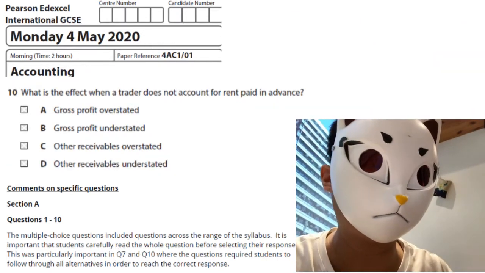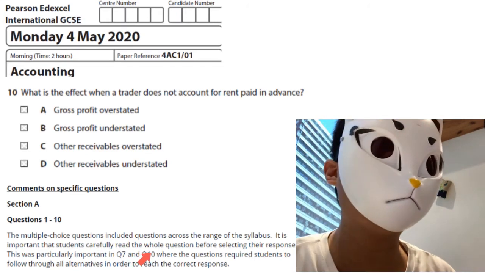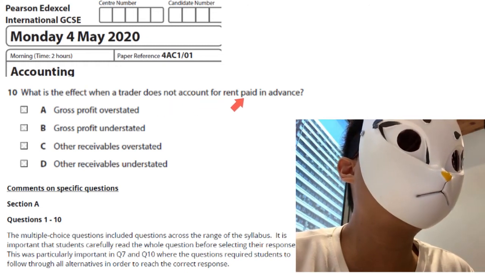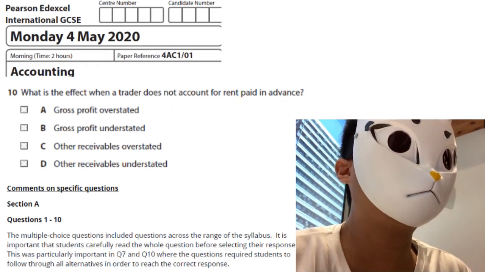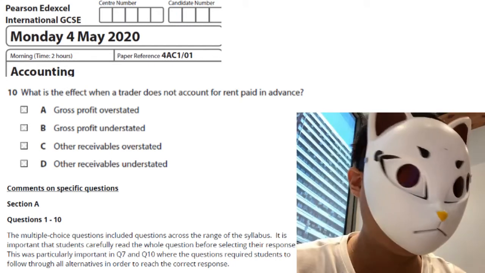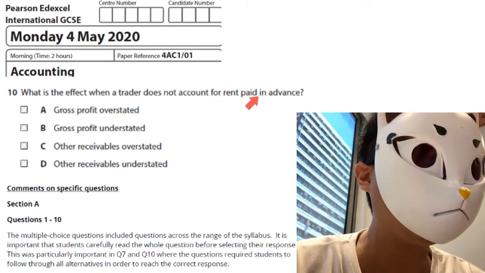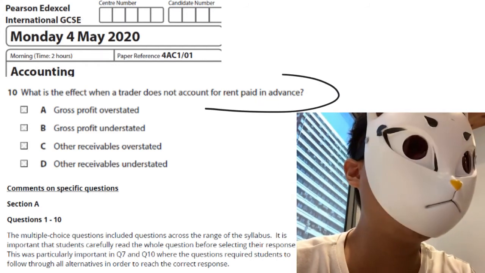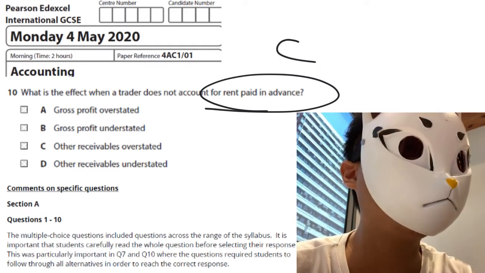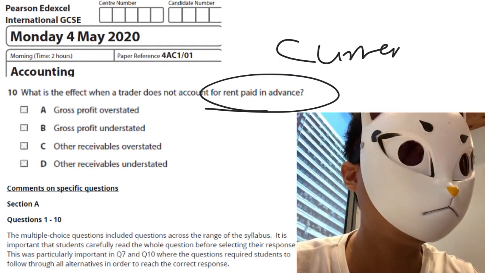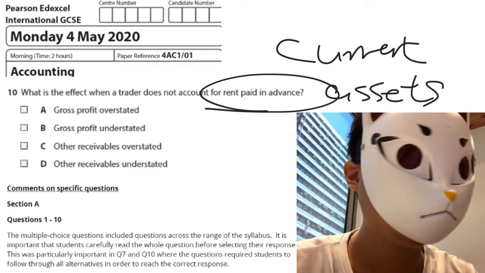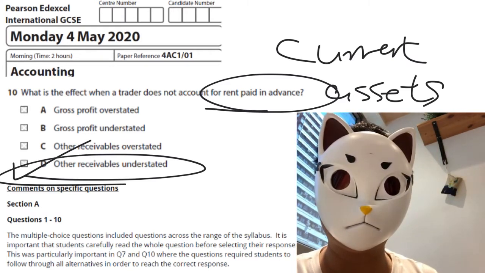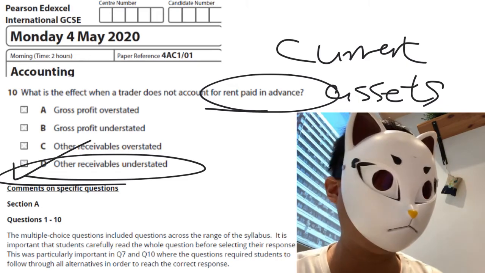The second multiple choice question highlighted by the examiners is question 10. What is the effect when the rent paid in advance is not accounted for? You have to understand that rent paid in advance is indeed a current asset. So it's option D. If you do not have this kind of understanding, then you cannot get the answer.